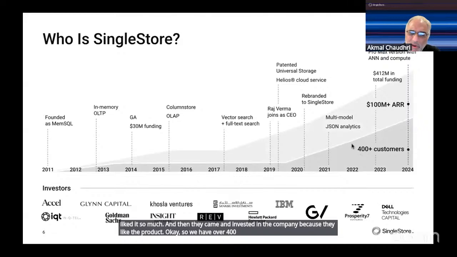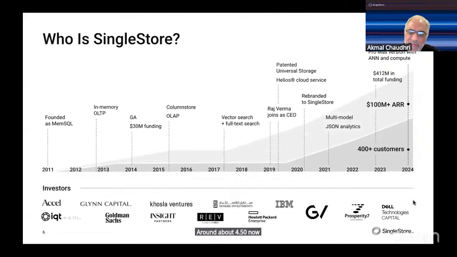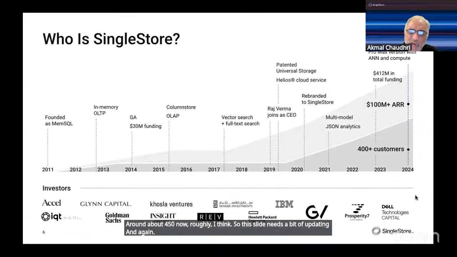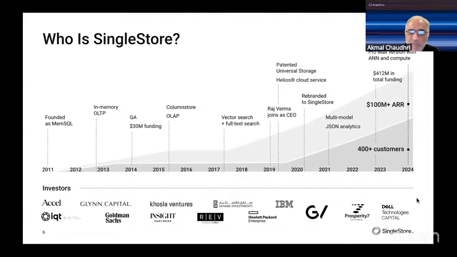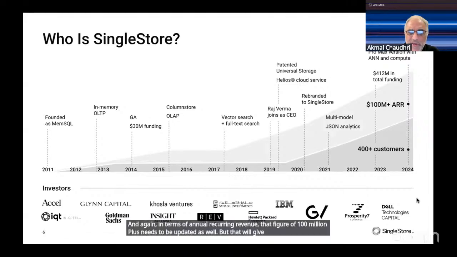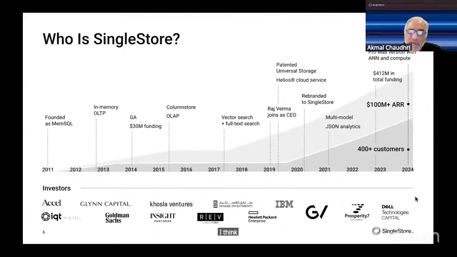Okay, so we have over 400 global customers. I think this number is around about 450 now, roughly, I think. So this slide needs a bit of updating. And again, in terms of annual recurring revenue, that figure of 100 million plus needs to be updated as well. But that will give you a rough idea in terms of the company and its, you know, Fortune 50, 100, 500 customers, the varying degrees there.